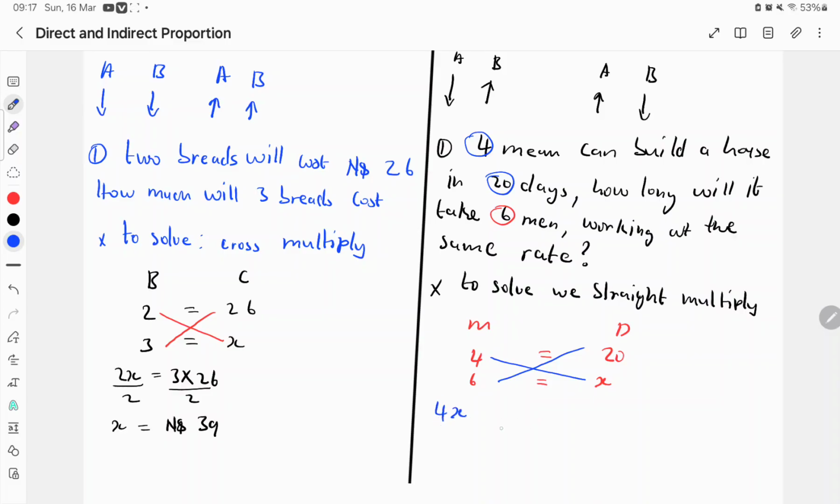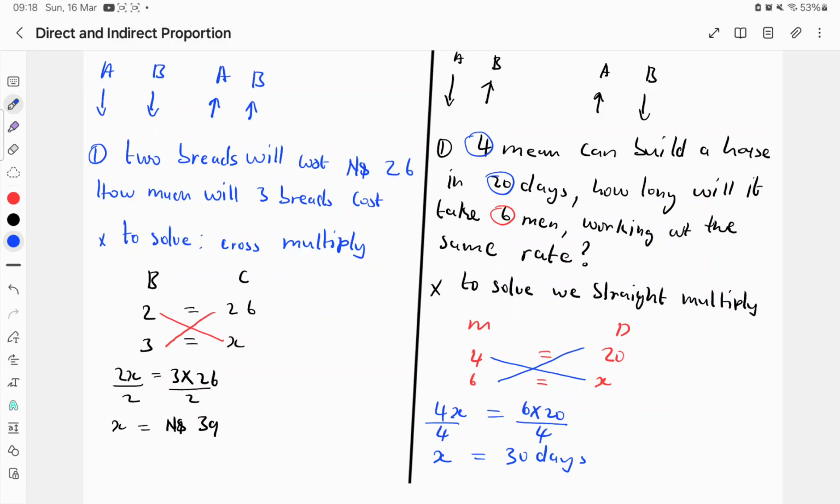Okay, so you will have 4x equal to 6 times 20. Then you divide by 4, divide by 4. Then you will have x is equal to, now let's calculate that on the calculator. So we have 6 times 20 divided by 4. Then you get 30 days. Now this is saying that 6 men will take 30 days.